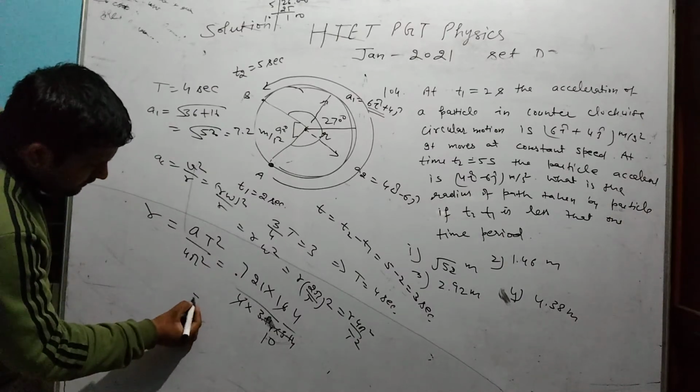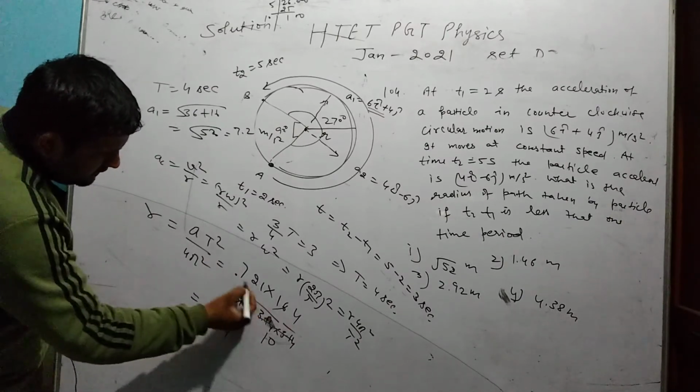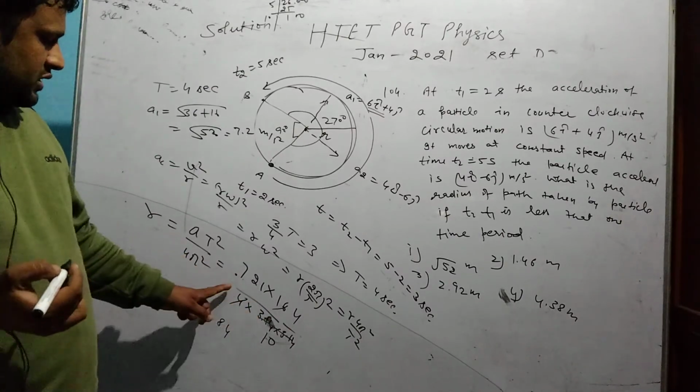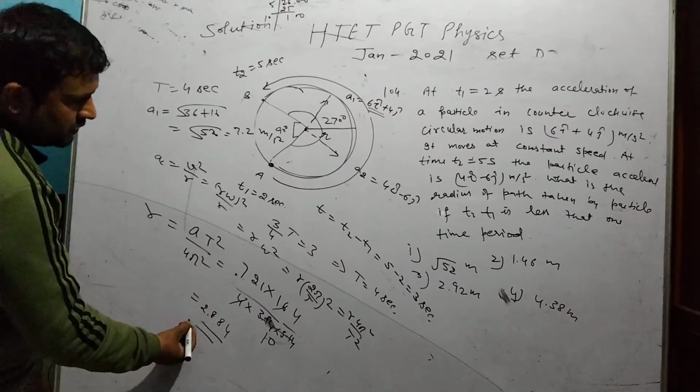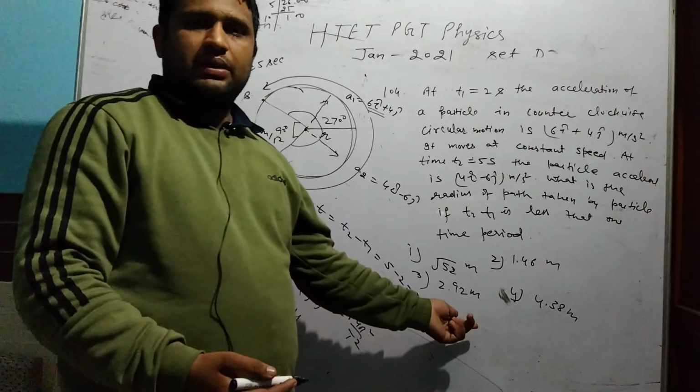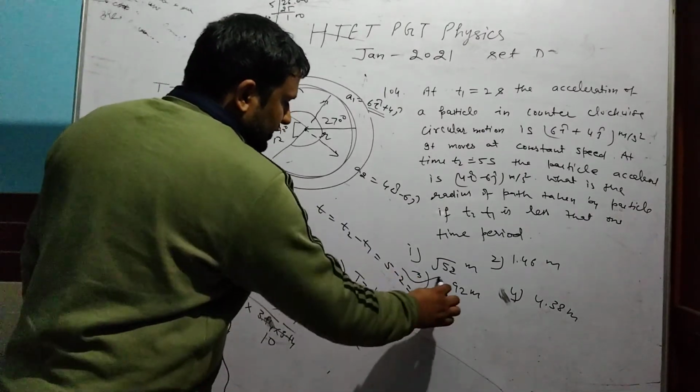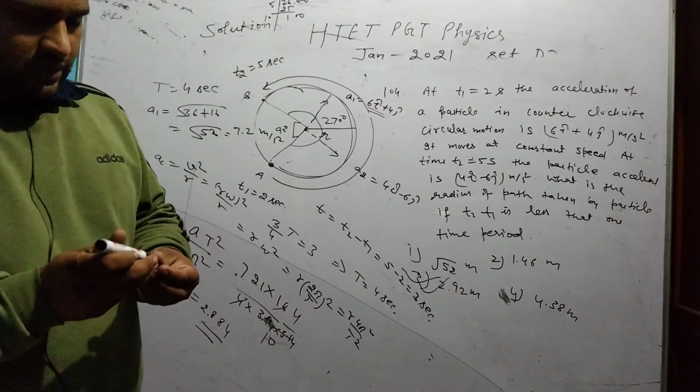Multiply this value with 4, that is 28. So 2.8 something. So the answer is like this value. So the correct option is option number 3. Thanks for watching.